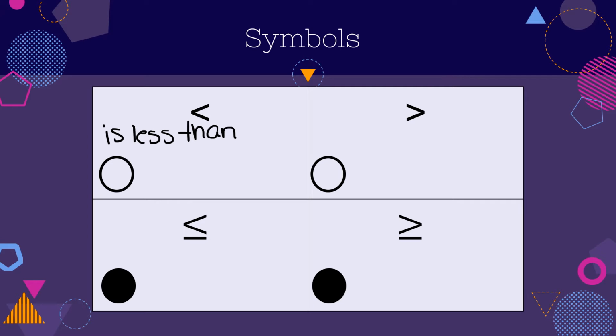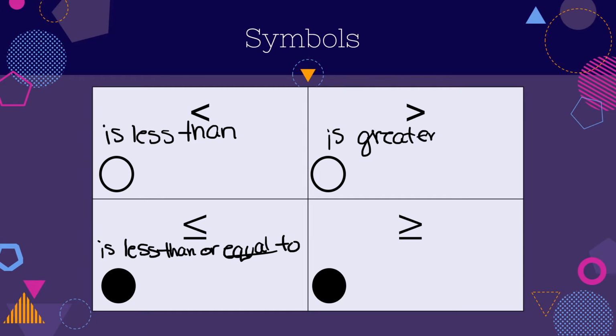Therefore, if I jump down, if it has the bar under that, that is less than or equal to. And that makes sense, right? It's half of an equal sign, so it makes sense to have that equal word. And if you memorize one half, you'll remember the other half. If that's less than, then this one is greater than. Make sure you write THAN. And then this one would be is greater than or equal to.